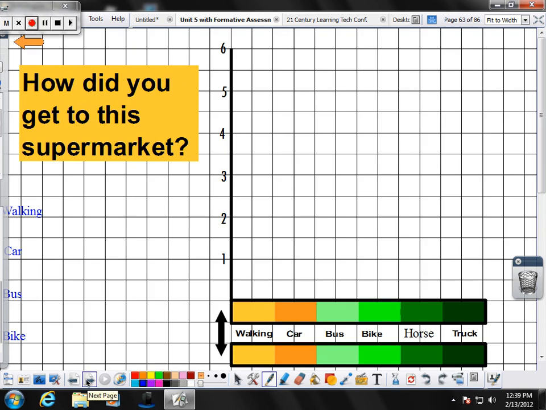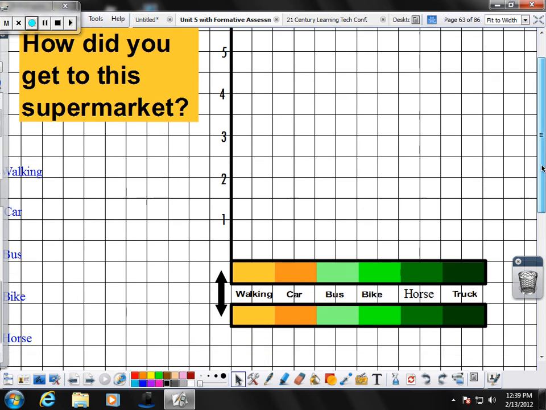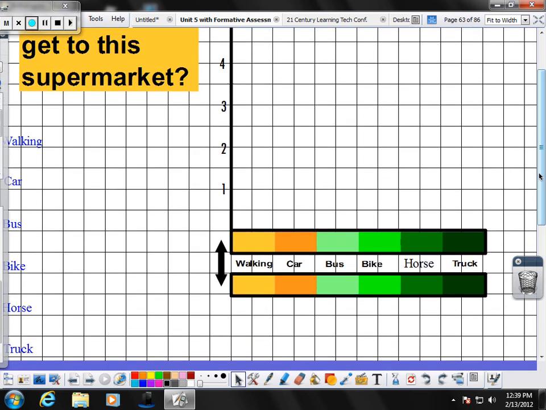The next page is just an example of a bar graph. A question I might ask you is, how did you get to the supermarket today? Or maybe, how did your parents get to the supermarket? We have to collect our data first. Maybe 2 people walked, 4 people drove a car, 2 people took the bus, 1 person biked, 1 person rode a horse, I guess you don't drive horses, and 6 people rode their trucks.